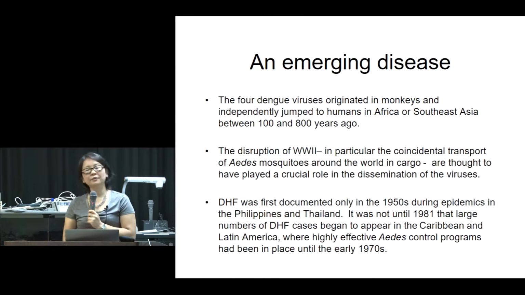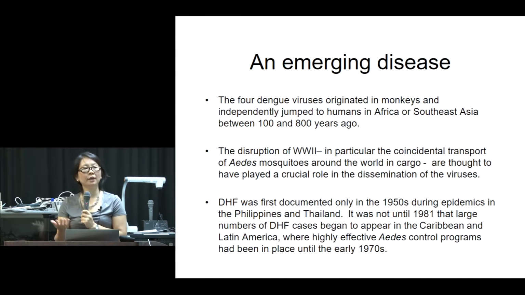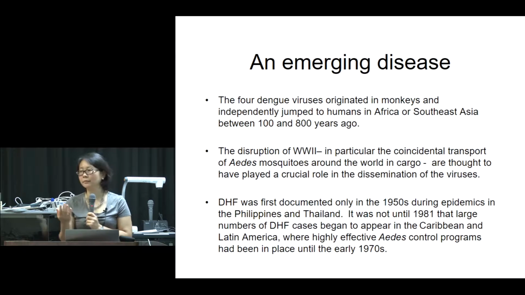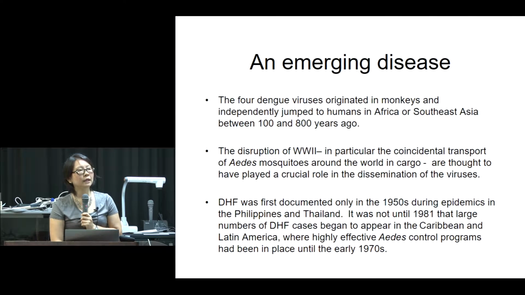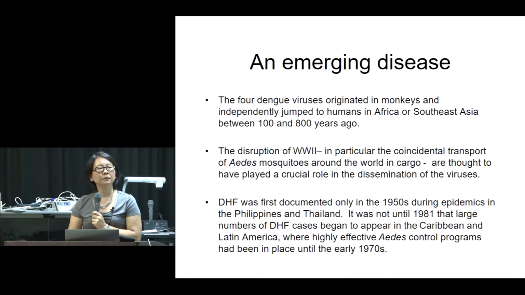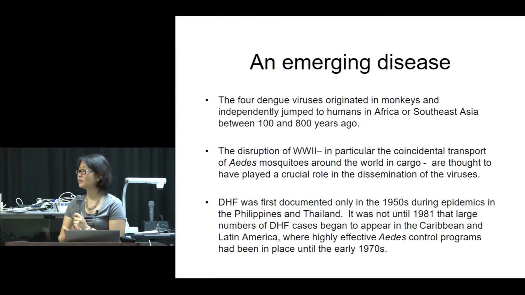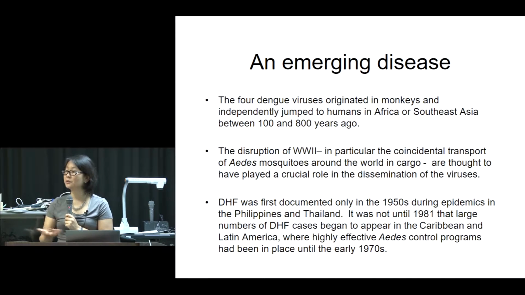So the 4 dengue viruses originated in monkeys and then independently jumped to humans in Africa or Southeast Asia, maybe 100 or 800 years ago. And I want to mention also that the disruption of World War II, in particular the coincidental transport of the mosquito around the world in cargoes, is thought to have played a crucial role in the dissemination of the viruses. Keep this in mind, because at the end of the session we will review some of the factors that drive the emergence of diseases.